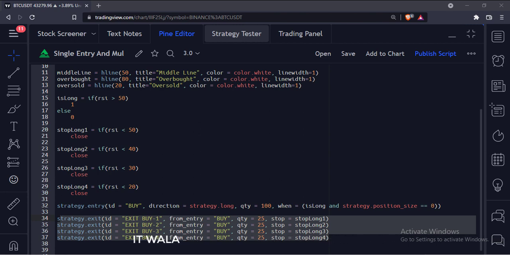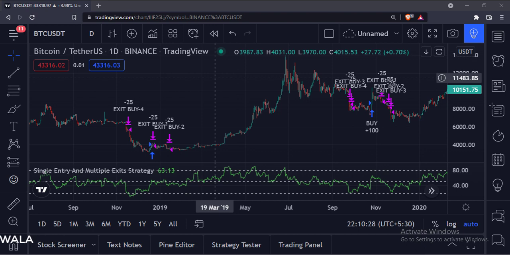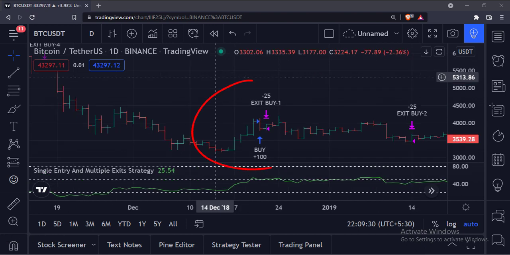Let's add this strategy to the chart. As you can see, as the RSI goes above 50 level, we have taken a long entry with 100 shares. And as the RSI goes below the 50 level, we exit 25 shares.